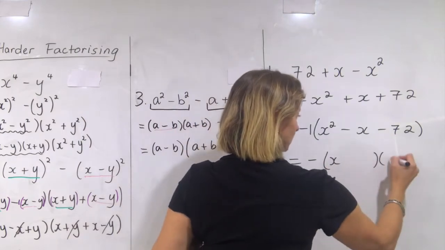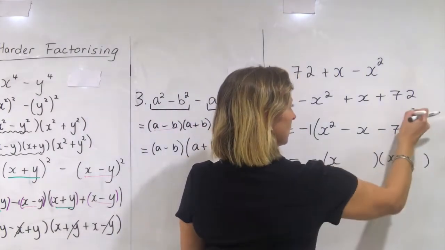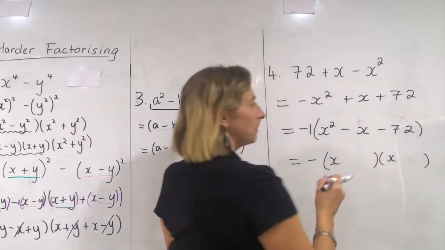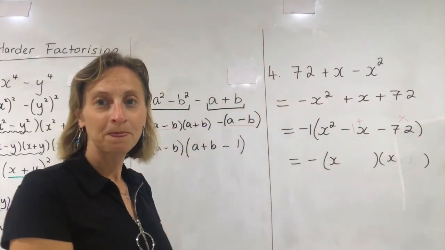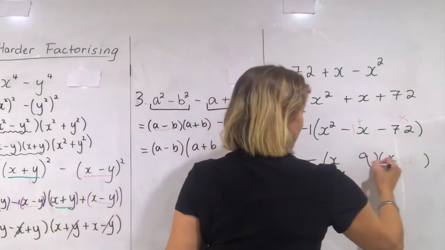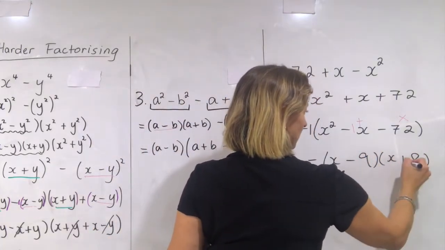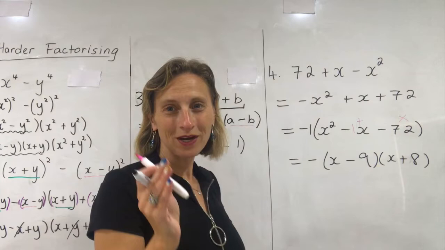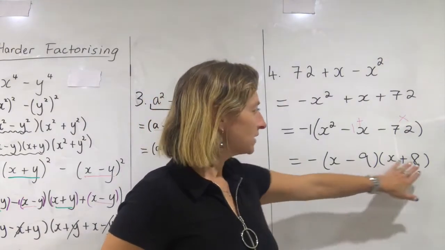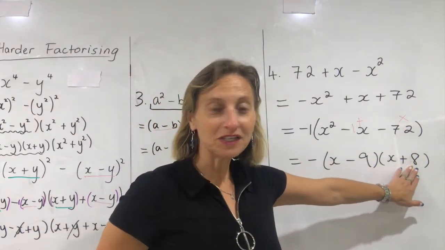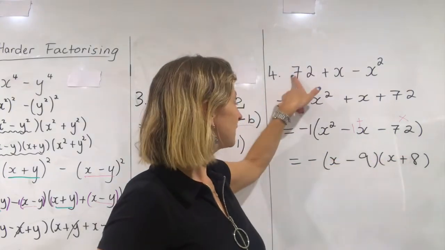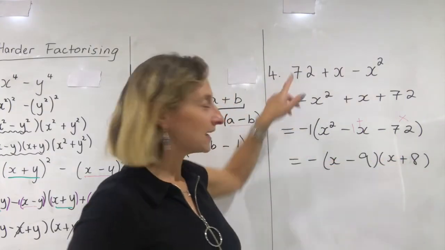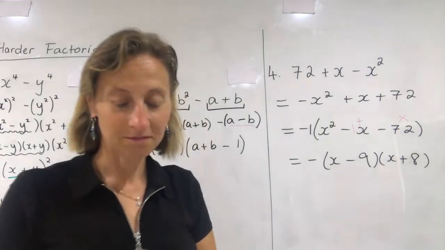And I factorise what's inside the brackets. I need a number that multiplies to give minus 72 and adds to give minus 1. 9 and 8 are looking good. Minus 9 plus 8. And we can always check as usual. Minus 9 times 8 is minus 72. And if we want to check it at the top, don't forget that you've got a minus out the front, so it would end up being a plus.